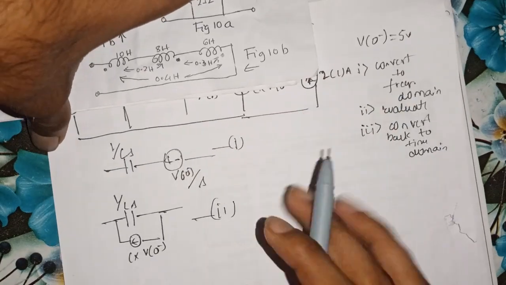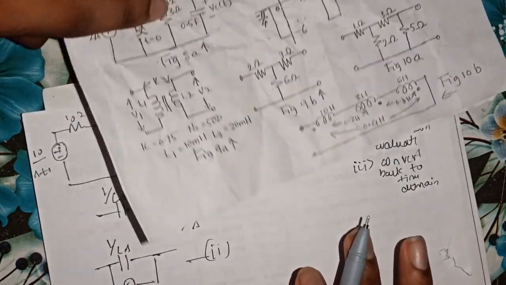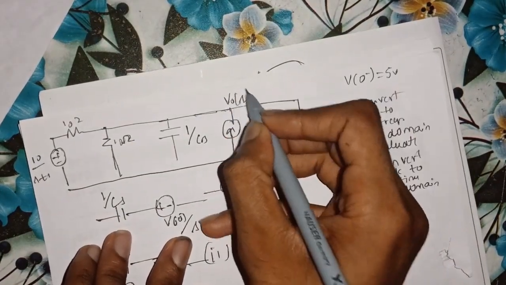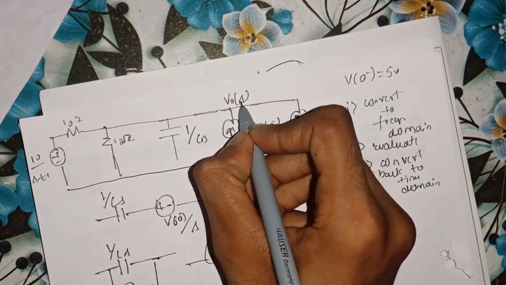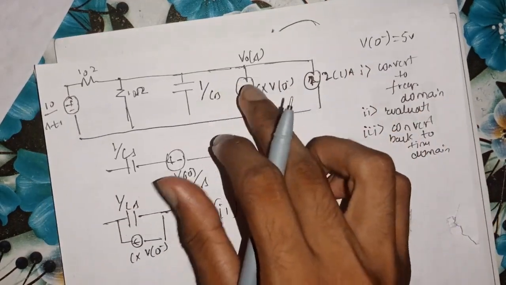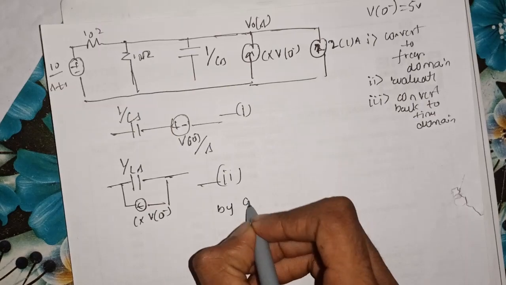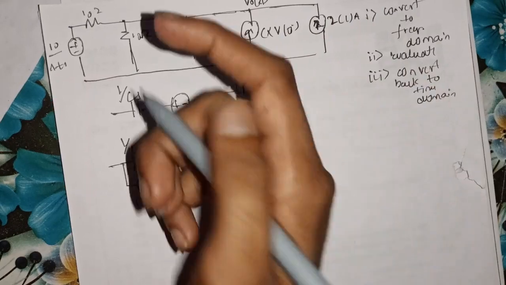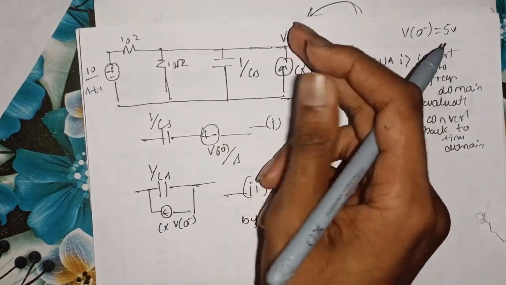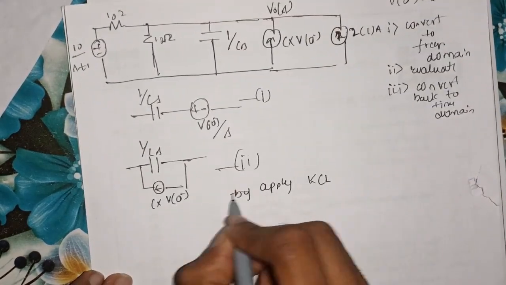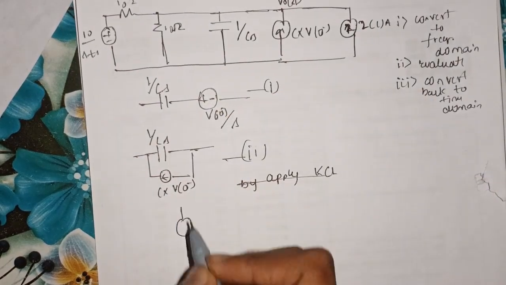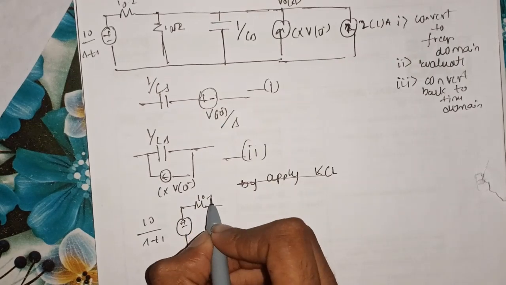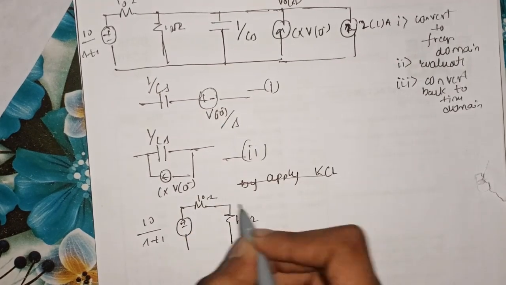So yes, solving the question, since you have to calculate the voltage across this capacitance, I represent this V naught of S. This is the voltage in the S domain. Please note that S is used for frequency domain, and we apply KCL, that is Kirchhoff's current law. Before applying KCL, we reduce the network further, which will be plus minus 10 divided by S plus 1. This will be 10 ohm. This will be 10 ohm.